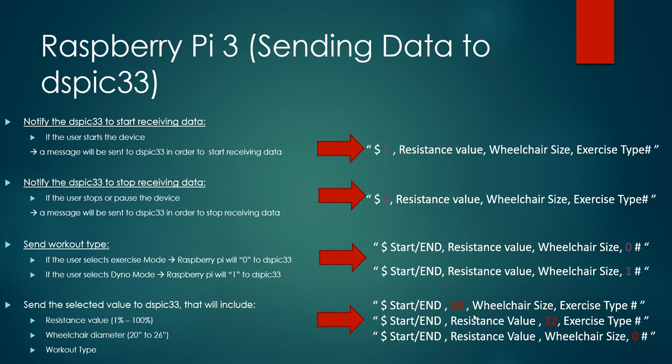And over here we see the resistance value. So this is just an example. If the selected value is 50% for the resistance level, this will be sent to the dsPIC 33. As well as the wheelchair size, if the user selects 22 inches, over here we can see that 22 will be sent in the data packet.